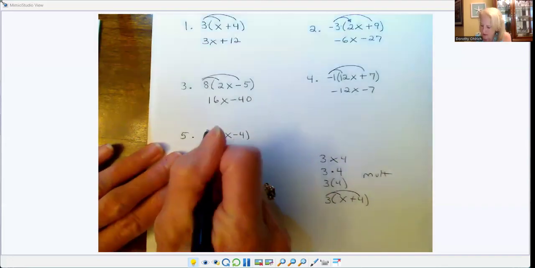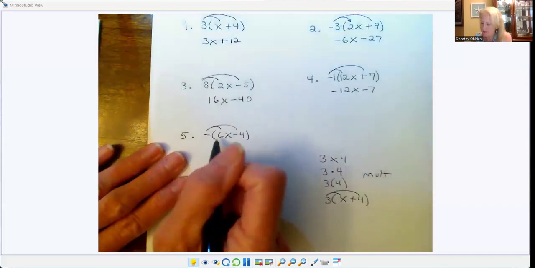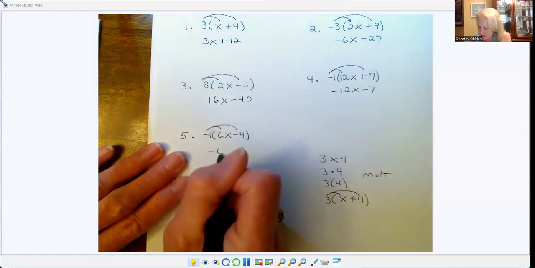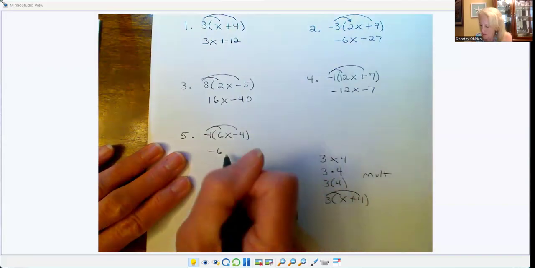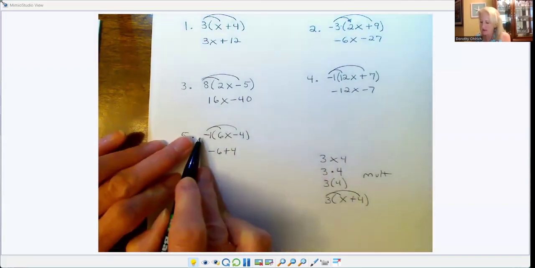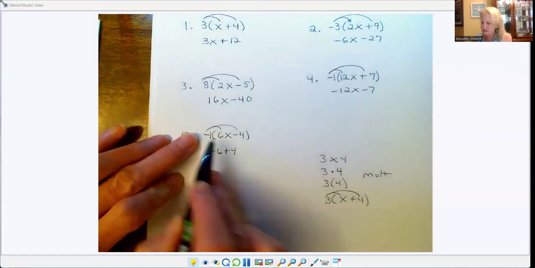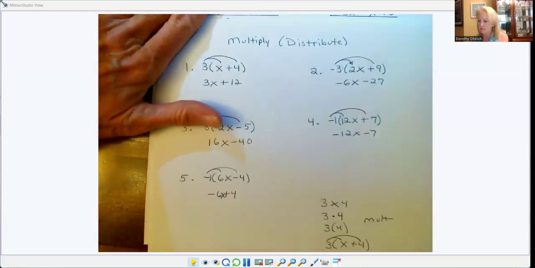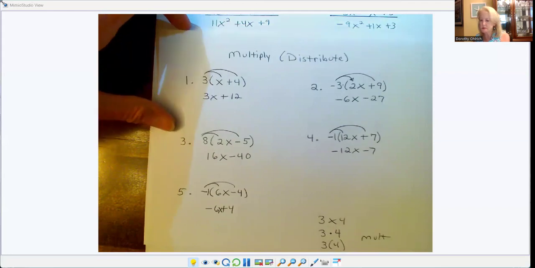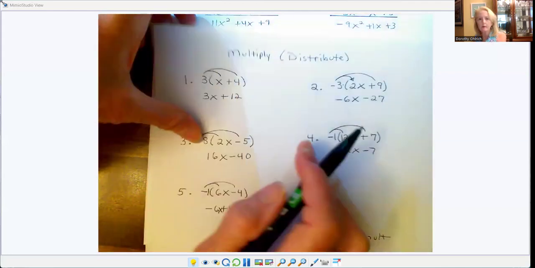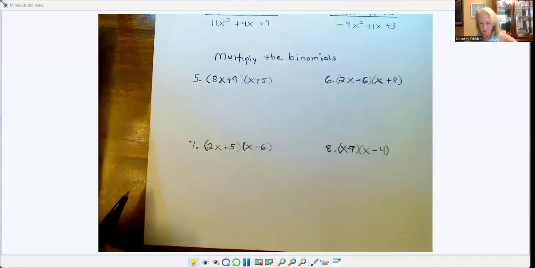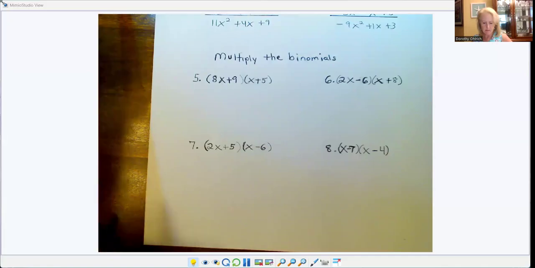Last, we have negative distributed by a positive, so -1 times 6 would be -6. -1 times -4 becomes +4. Basically, the negative sign out in front of the parentheses just changes the signs that are inside. And remember to put the x there. So that's multiplying, which is distribution, and that's just one term multiplied by both terms inside the parentheses. This time, we're going to multiply 2 terms by 2 terms.